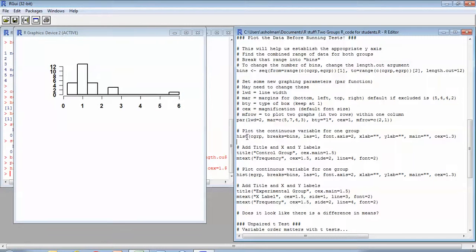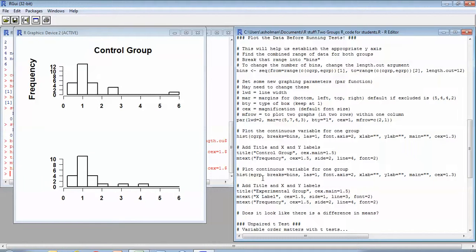So I'm going to run that line and my histogram pops up. And we can add titles to this, like control group, or I could change that, but I'm just going to leave it actually. And frequency along the y-axis. Side equals 2 is telling it to put it on that side. And I'm going to plot my experimental group, also with my labels.